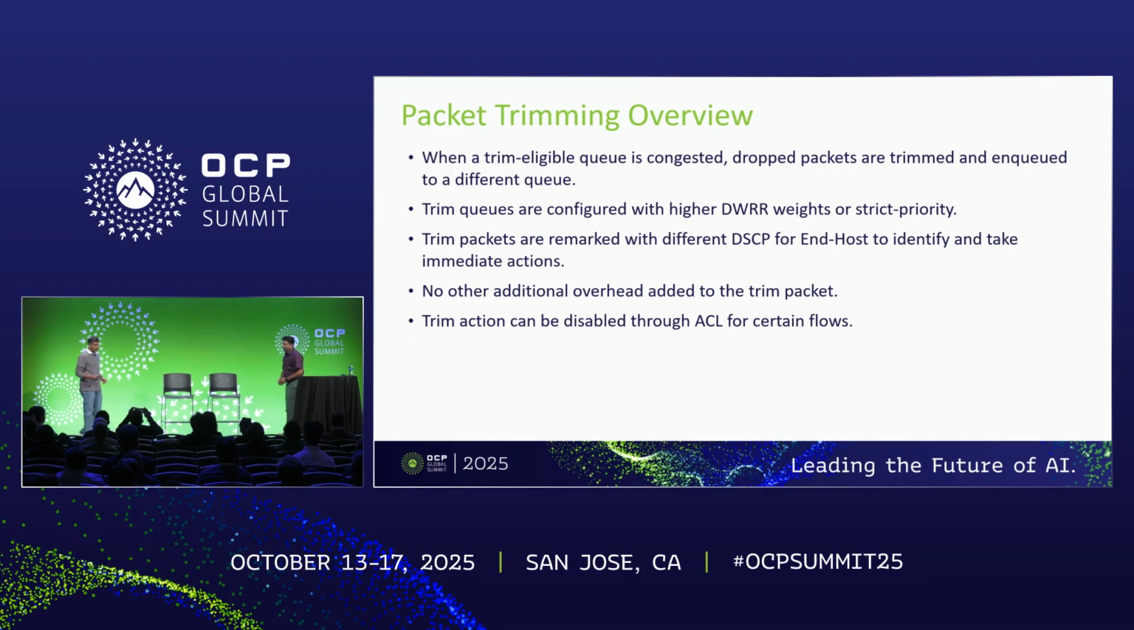Yeah. Thanks, Prince. So in the switch, the trim queues are configured with a higher DWRR weight or a strict priority. This is to make sure that trim packets are given more priority over the other regular data packets. And the trim packets are rewritten with a different DSCP value so that the end host can identify the trim packet just based on the DSCP value and take immediate actions. Other than the DSCP rewrite, changing the packet length and truncating the packet, there is no other additional overhead added to the trim packet.